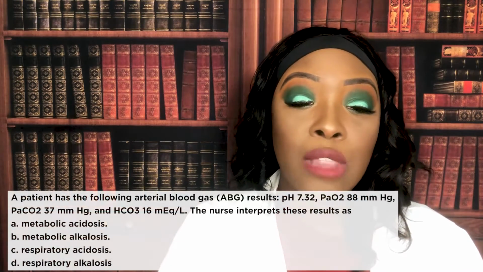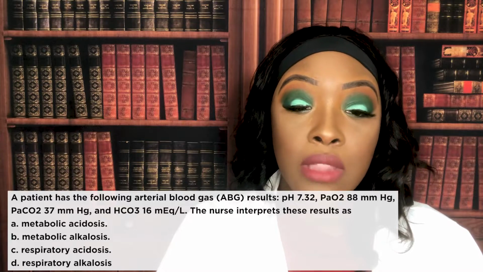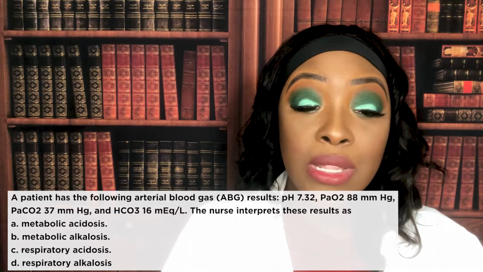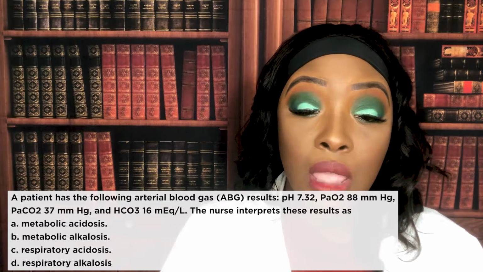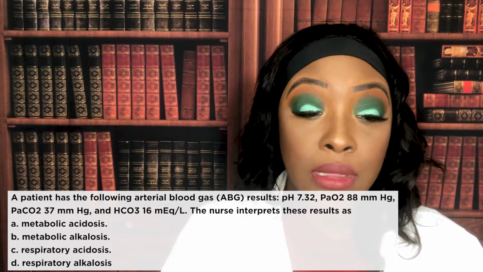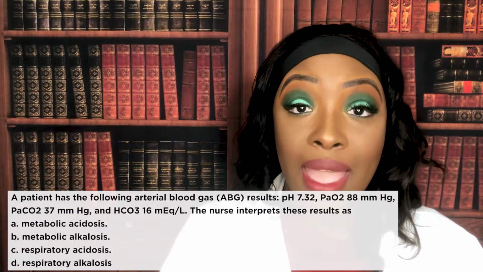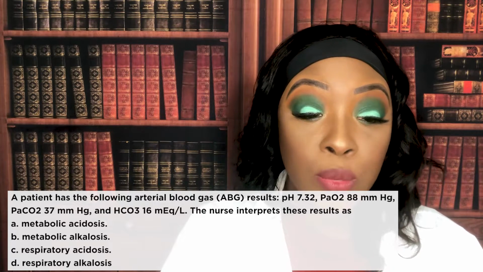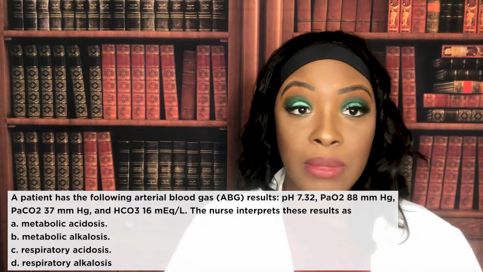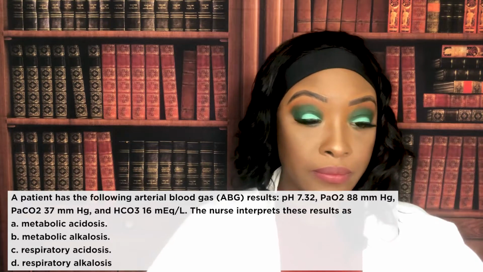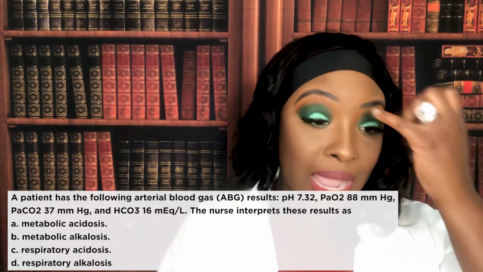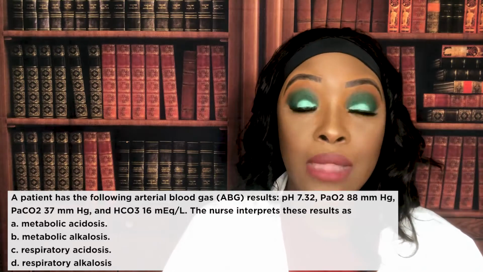A patient has the following arterial blood gas results. The pH is 7.32, the PaO2 is 88, the CO2 is 37, and the bicarb is 16. The nurse interprets these results as A, metabolic acidosis, B, metabolic alkalosis, C, respiratory acidosis, or D, respiratory alkalosis. And I'll give you a moment to think of your answer. And the correct answer, guys, is metabolic acidosis.